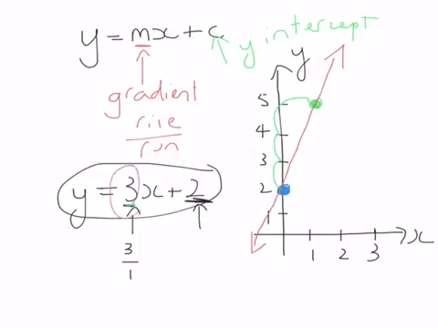Now, the 3 is the slope. It's a positive number, so your line should be going up across the page. If you have something like y equals minus 2x plus 1, that line would go down across your page because the gradient is negative. So positive slope goes up across your page, negative slope goes down across your page.